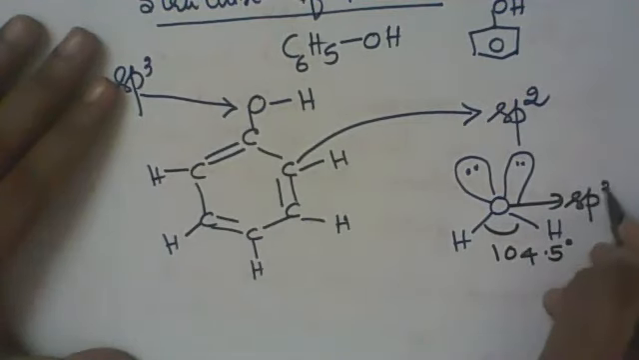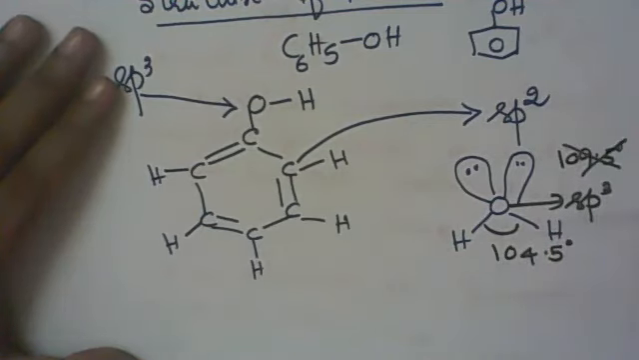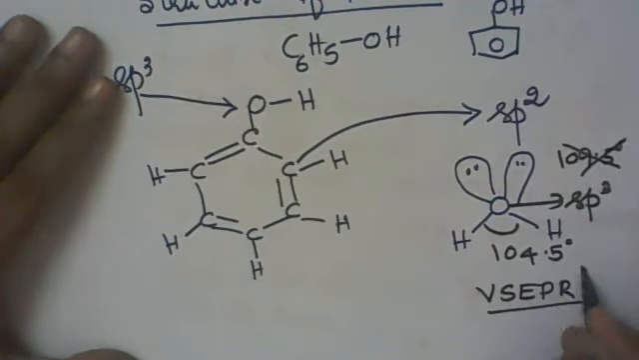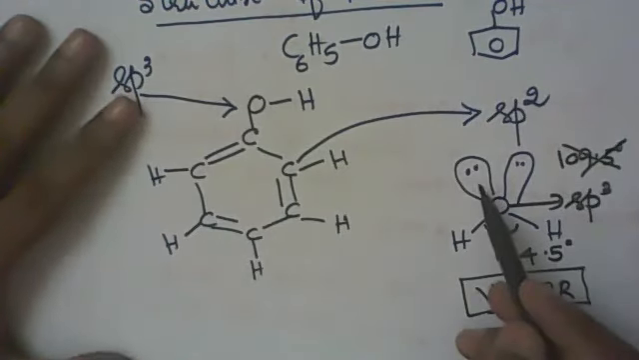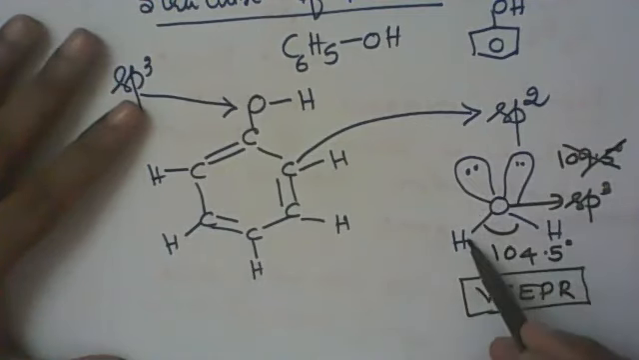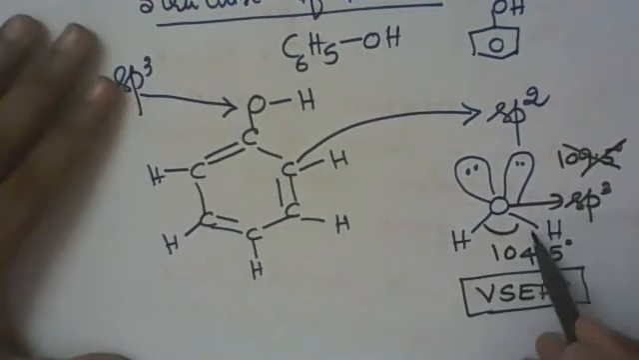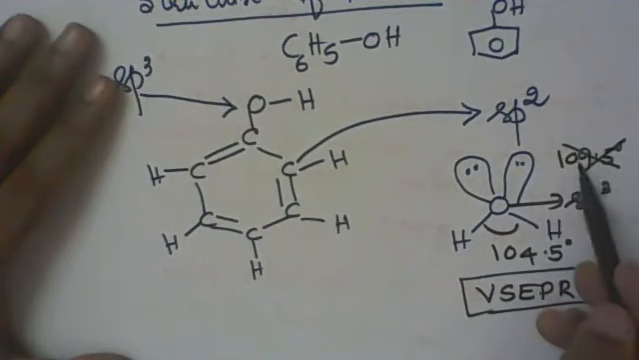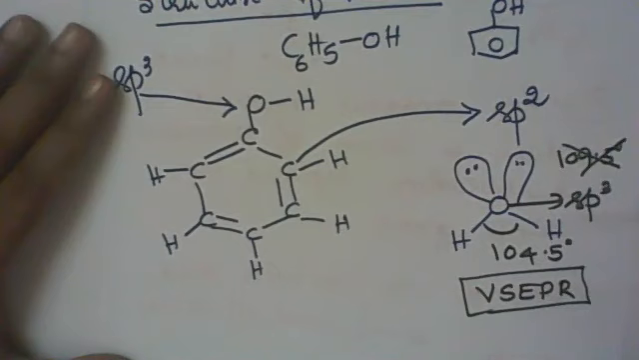The oxygen atom is sp3 hybridized. We expect 109.5 degrees, but it is not true. That is because of the VSEPR theory. According to VSEPR theory, lone pair-lone pair repulsion is greater compared to lone pair-bond pair repulsion, which in turn is greater than bond pair-bond pair repulsion. As a result, the bond angle decreases from 109.5 degrees to 104.5 degrees.